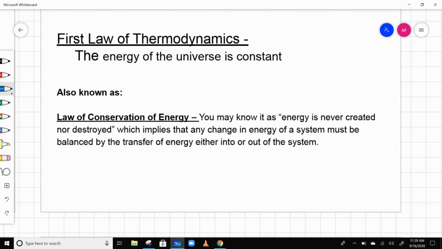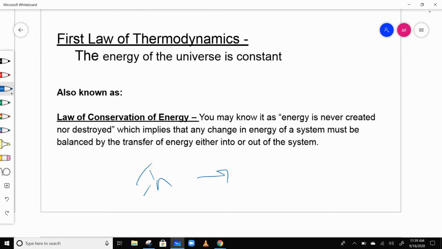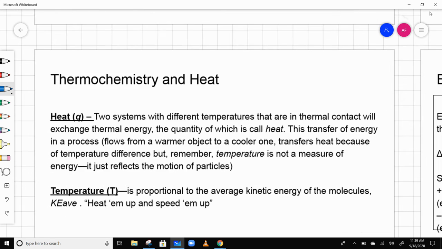Okay, the first law of thermodynamics. The first law of thermodynamics states that the energy of the universe is constant. It's also known as the law of conservation of energy. So energy cannot be created or destroyed. Whatever you put in, got to come out. They're equal.